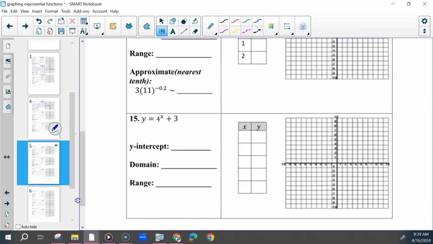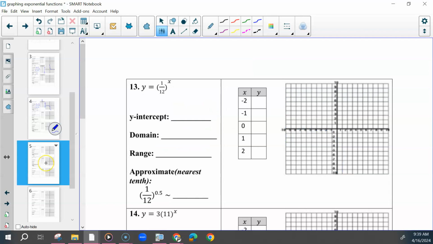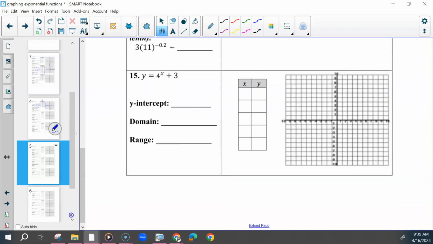A general rule, whatever your A value is, that's going to be part of your y-intercept. So in this one, we're not given x's, but we know we want to include the y-intercept. So we're going to put 0 in for x, put it in the middle, and then fill out the rest, -1, -2, 1, 2. So this is always a good place to start.